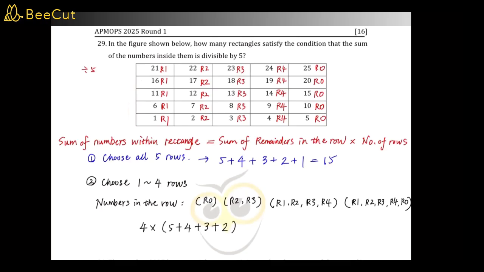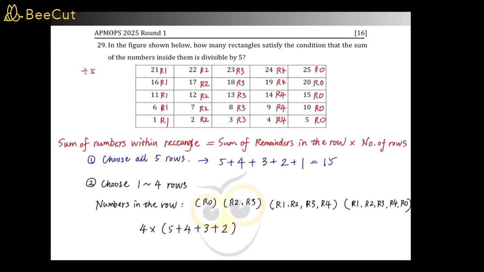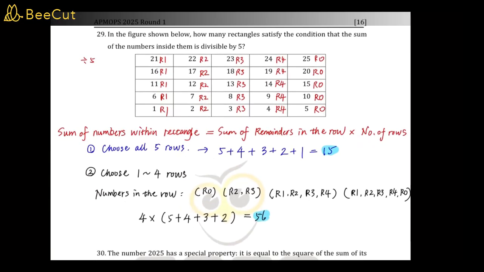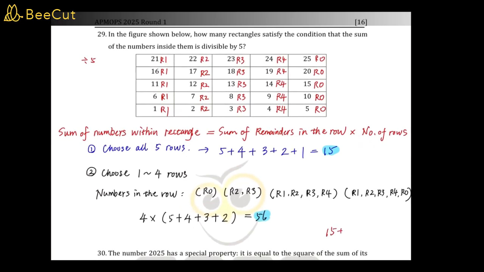Now we already checked the cases where you choose all 5 rows. So this is only until 4. This will be 4 times 14 equal to 56. Then we add them together. 15 plus 56. The total is 71.